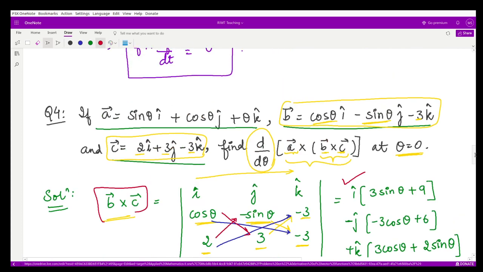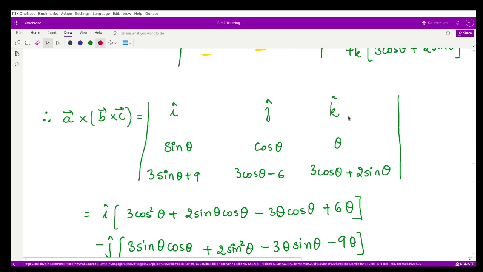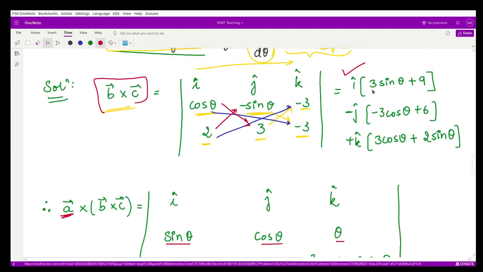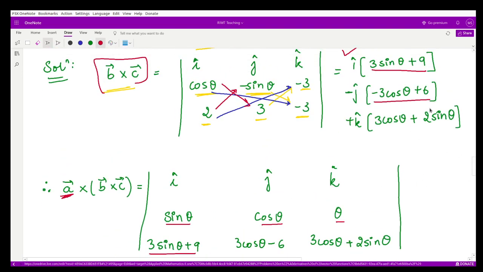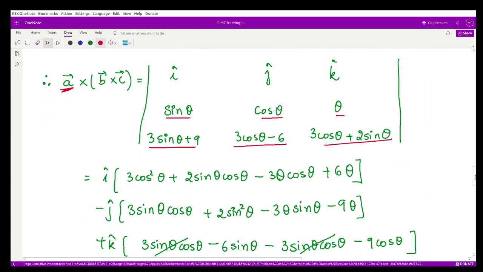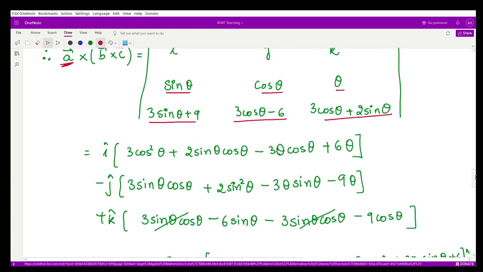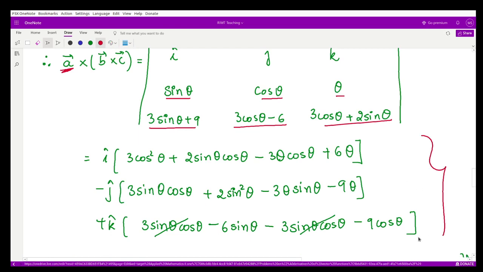Next we will take its cross product with vector A. And what is vector A? It is given to be sin theta i cap, cos theta j cap plus theta k cap. So accordingly we have i cap, j cap, k cap, the values for the A vector, which are sin theta, cos theta and theta, and the values for B cross C, which are 3 sin theta plus 9, and then minus 3 cos theta plus 6. So now you just have to open up this determinant in a similar fashion. Once you open this up, you are left with this vector.